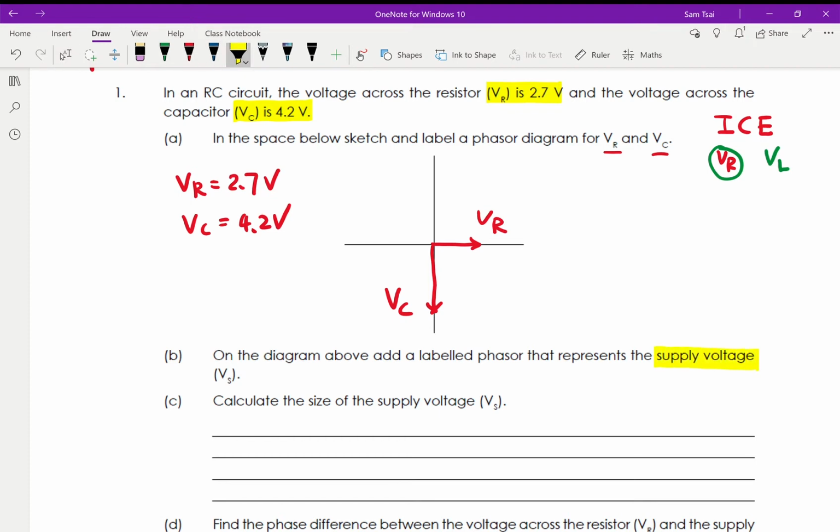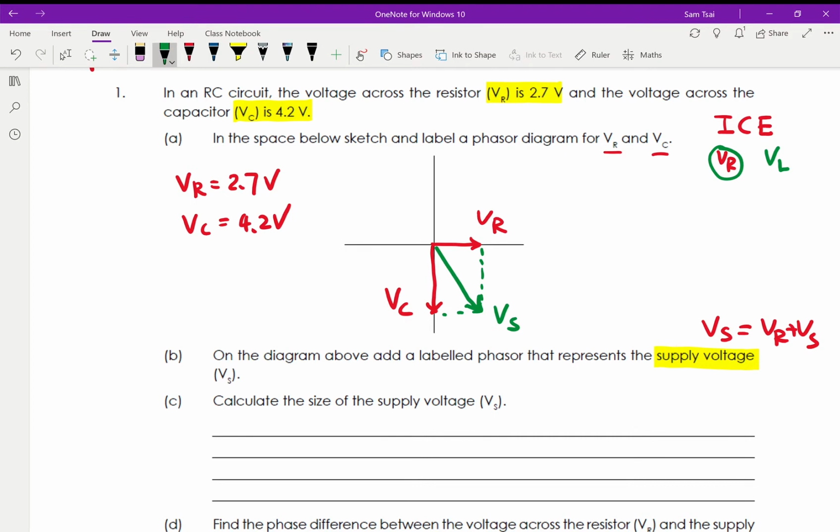Question two, on the diagram, label the phasor that represents the supply voltage or total voltage. So we are going to do supply voltage and total voltage. And you know the supply voltage is VR plus VC, am I right? Because they are in series. So we add them together by phasor, by vector. Okay, so where is our VS? We add this together, so this is our VS.